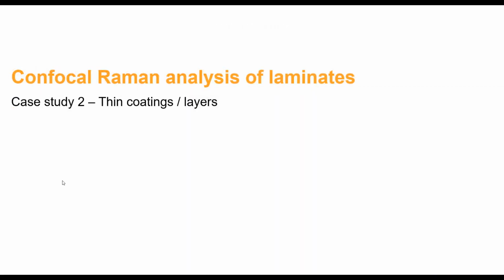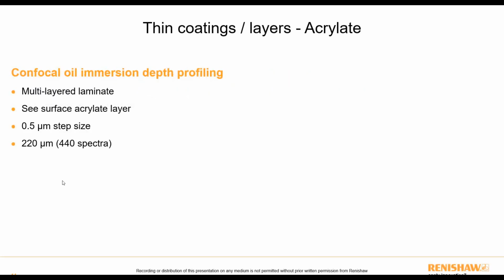There's a couple of examples there looking at polymer laminates. Here we're looking much more now at the surface of these materials and looking often at very thin coatings. So the first example I've got is again with oil immersion on a multi-layered sample. And the aim of this work was to look at an acrylate layer, which was on the surface.